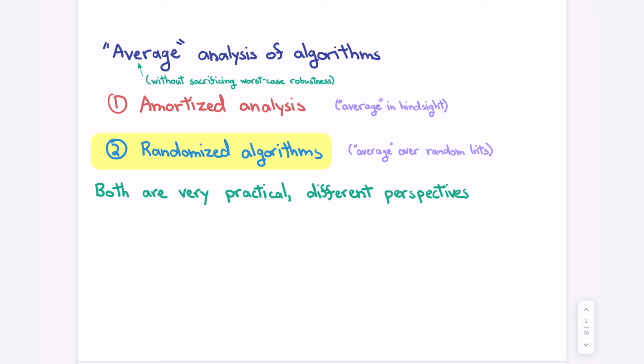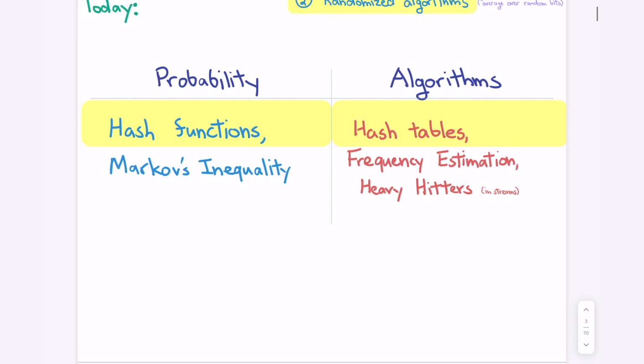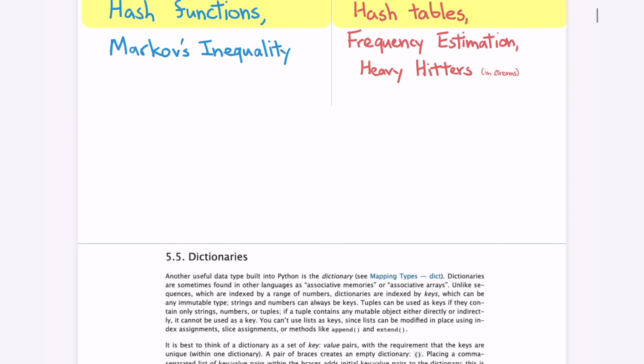Okay, so here we go. We're still doing randomized algorithms as part of this average, pseudo average analysis of algorithms. Again, we're only averaging over random bits. We're not going to lose the worst case over inputs, which is really the most important thing. First things first, we'll talk about hash functions and hash tables.